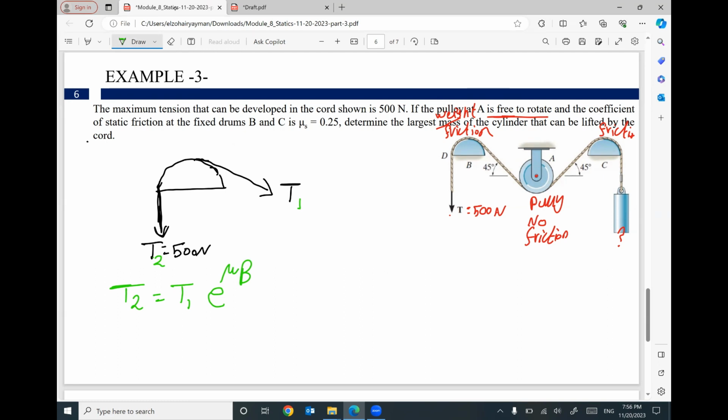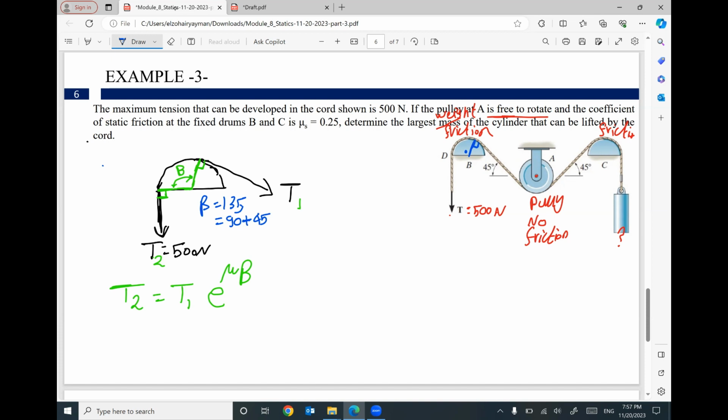The question is, what is the angle beta? I will draw perpendicular to T1 and perpendicular to T2. The angle between the two lines will be the angle beta. I think this angle beta, if you draw perpendicular here, this is perpendicular to this surface. So I think this angle will be 135, which equals 90 plus 45.